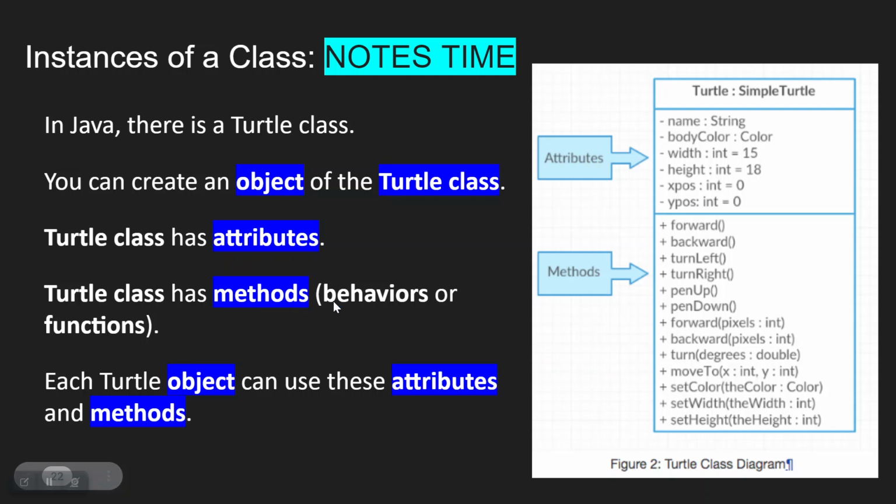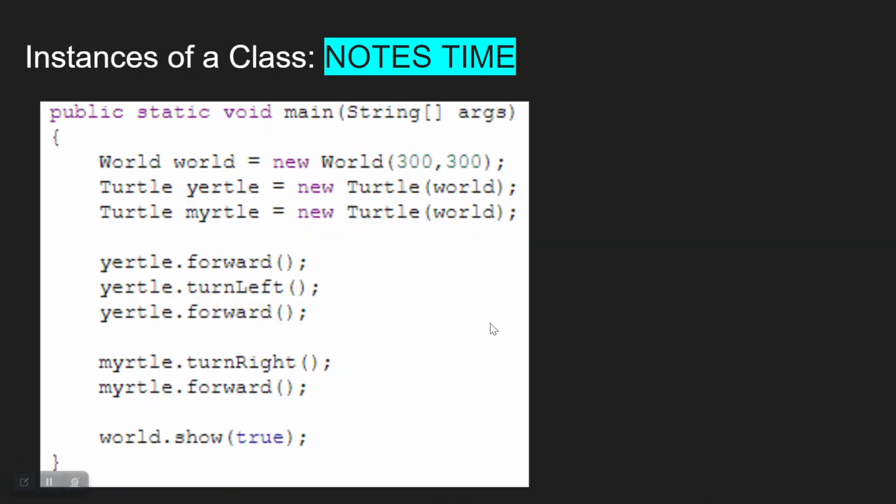The turtle class also has methods, behaviors, or functions that you can call. And so you can make it move forward, backward, turn left, turn right. You can make it draw stuff. And then again, there's some other ones that you can utilize down here as well. And then each turtle object can use these attributes and these methods. And so this is some of the program code that you'll see in CSAwesome when you're working with the turtle class. And I just kind of want to break this down with you.